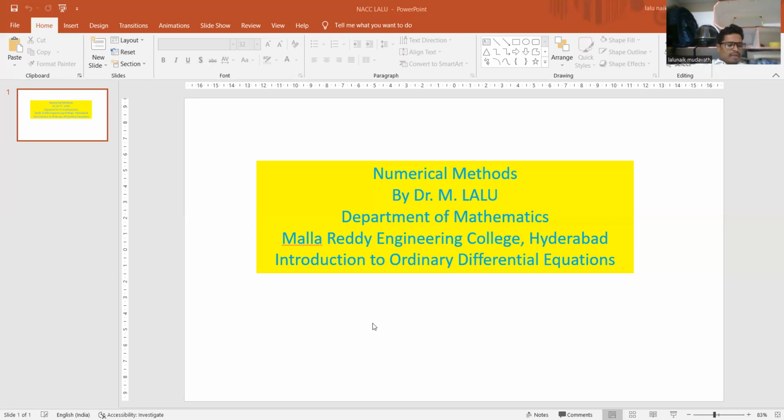Next is the non-linear differential equation. A differential equation which is not linear is called a non-linear differential equation. Here, in a non-linear differential equation, the dependent variable and its derivatives are multiplied together. Such a differential equation is called a non-linear differential equation. For example, y square into d square y by dx square plus x into dy by dx plus y cube is equal to e to the power of x.